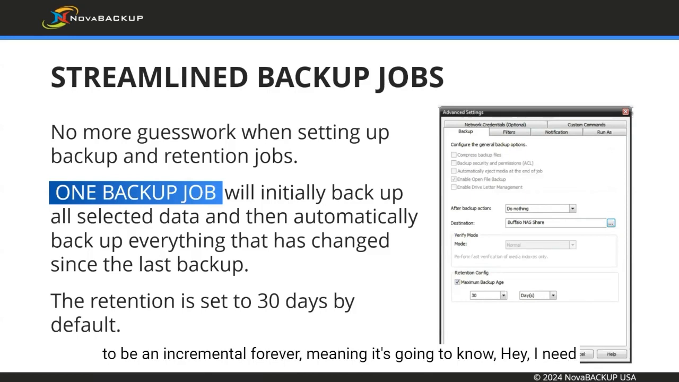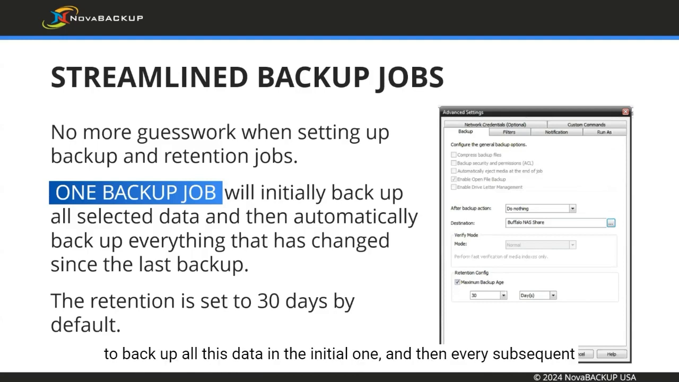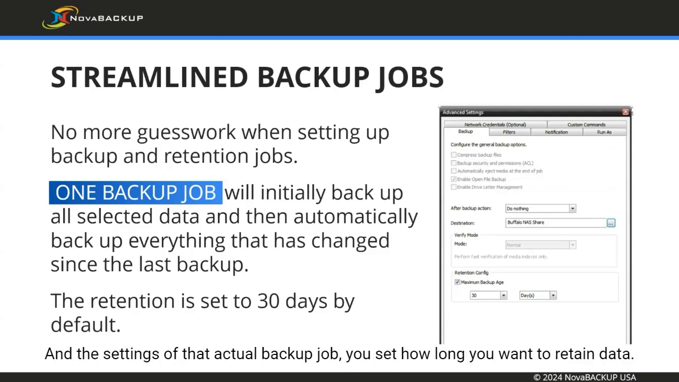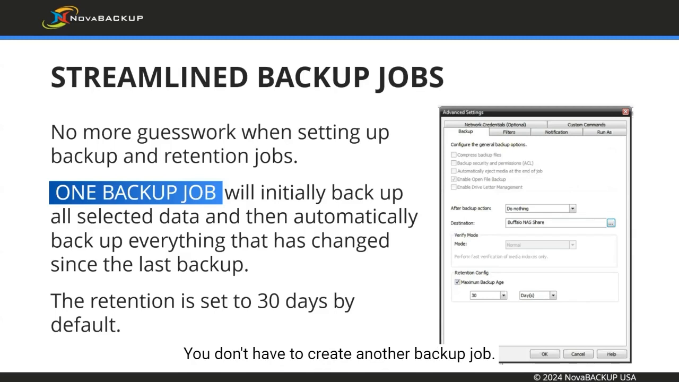It's going to be an incremental forever, meaning it's going to know, hey, I need to back up all this data in the initial one, and then every subsequent backup, it's going to back up just the new and changed files. In the settings of that actual backup job, you set how long you want to retain data. You don't have to create another backup job. You don't need to schedule anything else. So things that would have taken at least 3 different jobs to schedule, you have one job now.